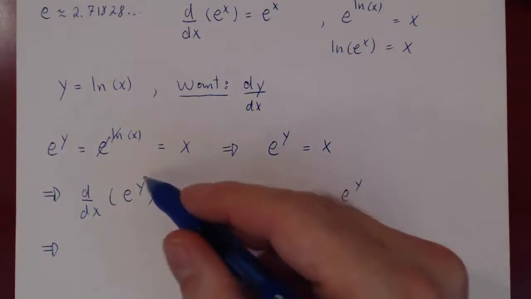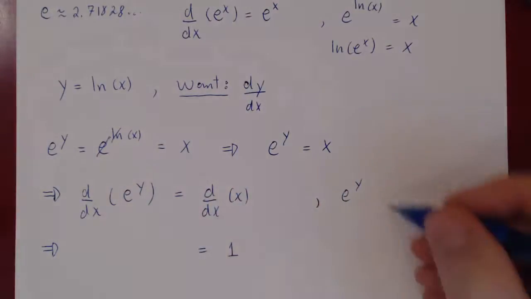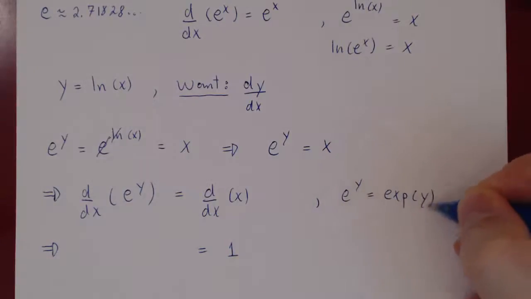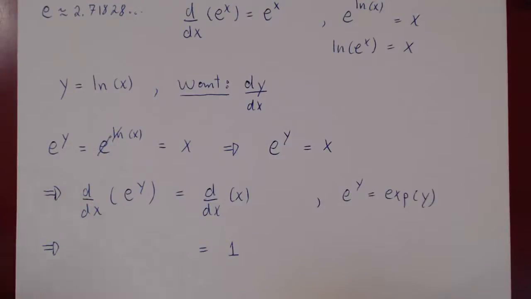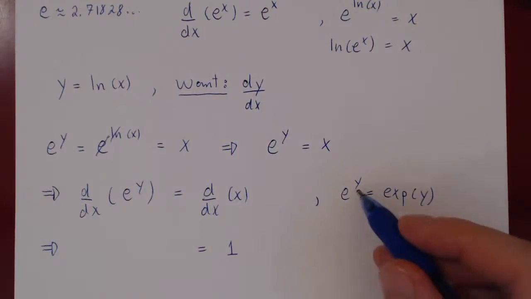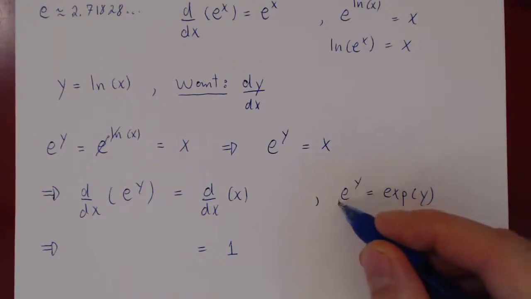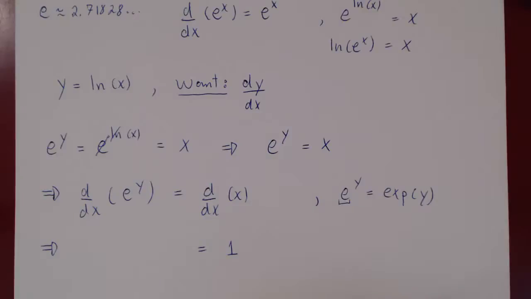And it may look like y is the outside function, but you have to be careful, right? This is the exponential of y. So think of it this way. If you want to compute this, you have to first plug in the y value, then take the exponential. So the exponential is the outside function.